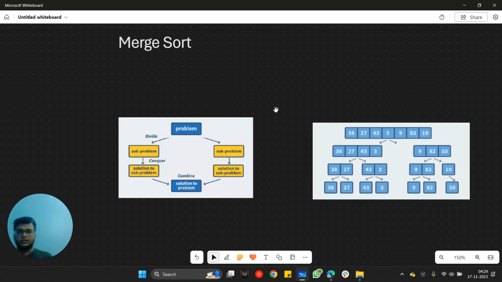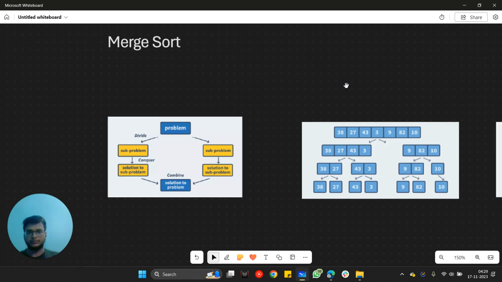So what is the divide and conquer strategy? The divide and conquer strategy says that if we are given a bigger problem, we have to divide that into smaller subproblems, right? For those smaller subproblems, we have to find a solution, and we have to combine all those smaller subproblem solutions. That would be the solution to the bigger problem, right? So that is what a divide and conquer algorithm is.